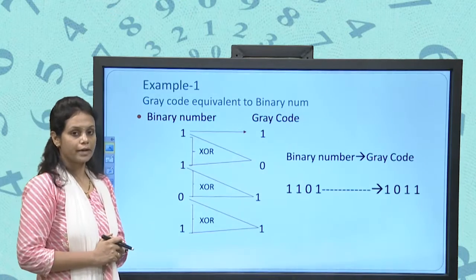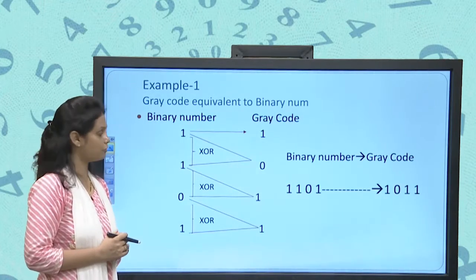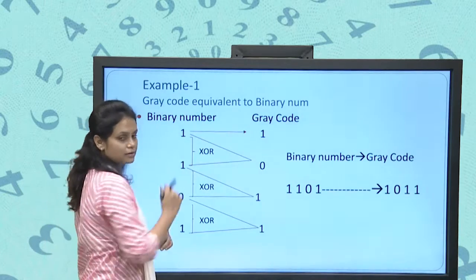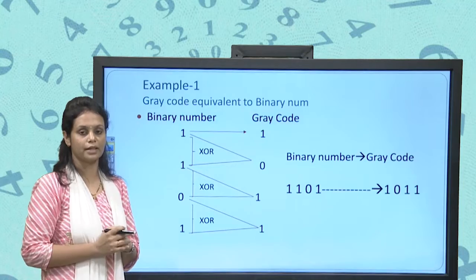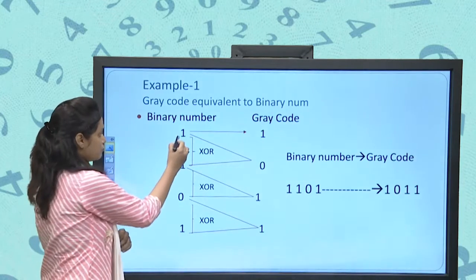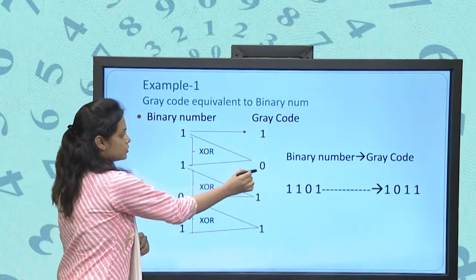Now what will we do again? What was the procedure behind this? First of all, we'll keep our first bit as it is. So we'll keep 1 as it is, right? Then from the second step, we will make the pair of each 2 bits. So first we will make the pair of this first 1 1. Okay, these 2 are same. So the output of the Xor is 0.